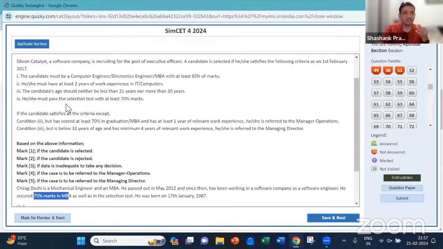So one is fine. At least 2 years of work in IT computers. Working since 2012, 2017 is running. So definitely yes. Software engineer, which is fine. Age should neither be less than 20 nor more than 30. So born in 87, 17th Jan. So on 1st Feb 2017 he has crossed 30, so 3 is definitely out.